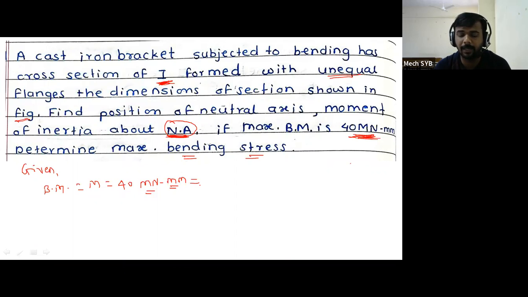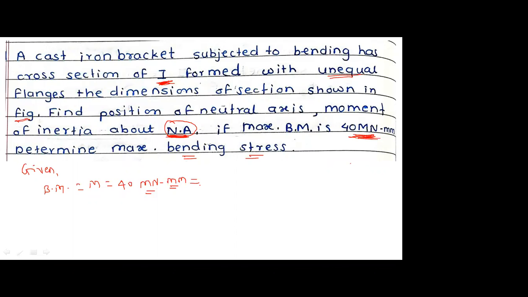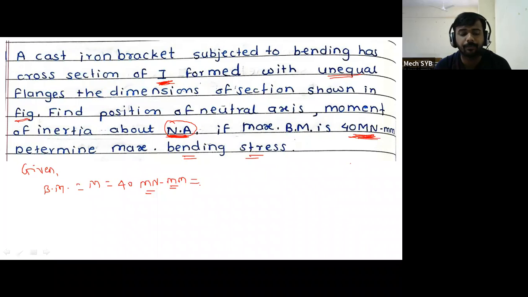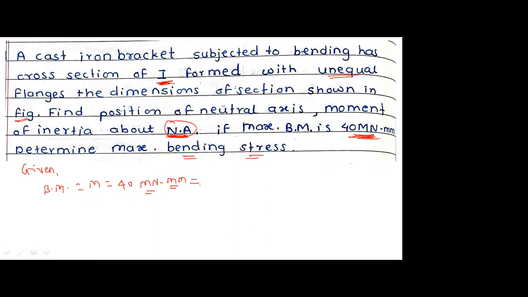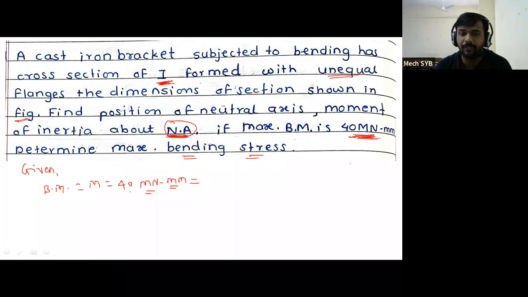What do we have to multiply by: 10 raised to 3, or 10 raised to 6, or 10 raised to 9? 10 raised to 6. So please keep in mind, 1 mega Newton is equal to 10 raised to 6, and 1 giga Newton is equal to 10 raised to 9. So here we have to convert mega Newton to Newton, therefore 40 into 10 raised to 6 Newton mm.